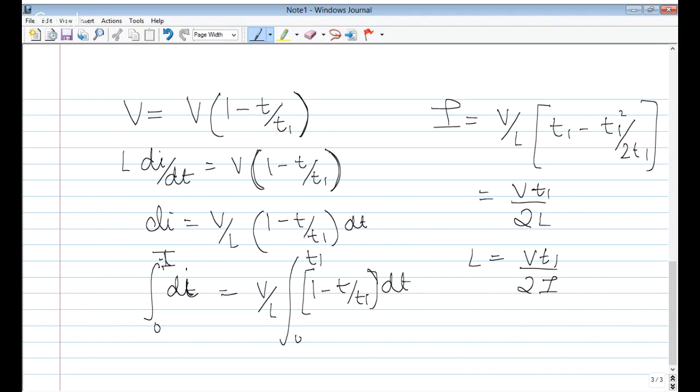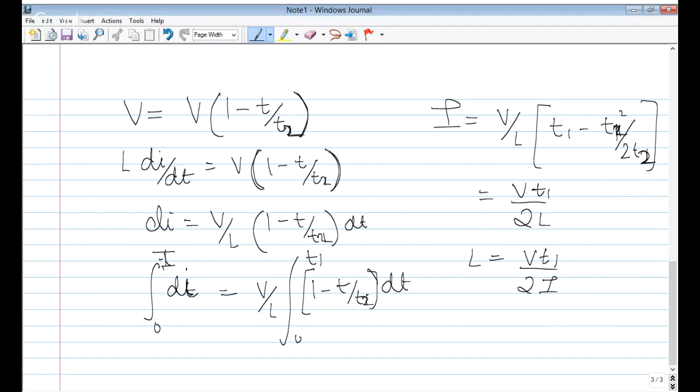Have I missed something? Okay, actually this is T2. I wasn't reading clearly. This is T2. So this is T2 square by 2T1. Sorry, T1 square by 2T2.